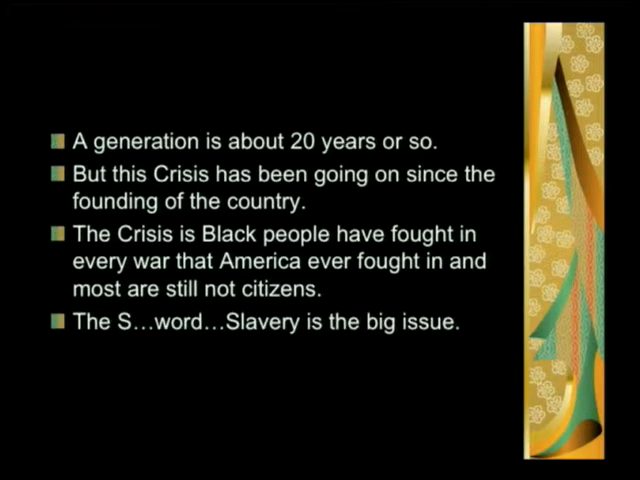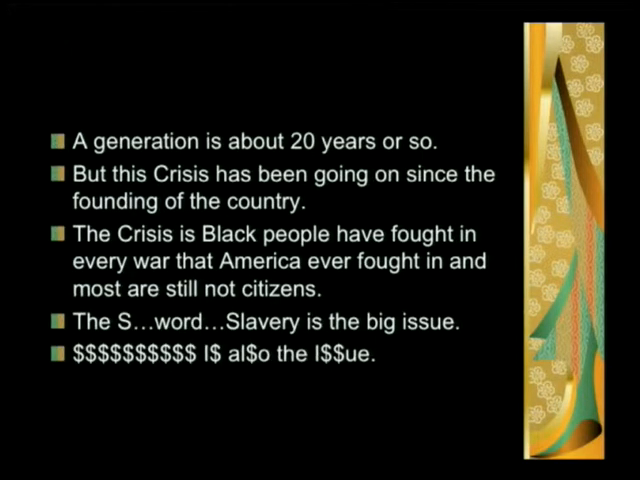Okay, the S word, slavery, is the big issue. Money, of course, is also the issue.